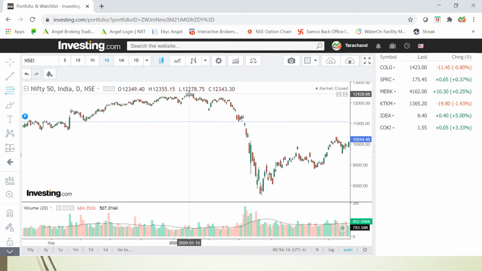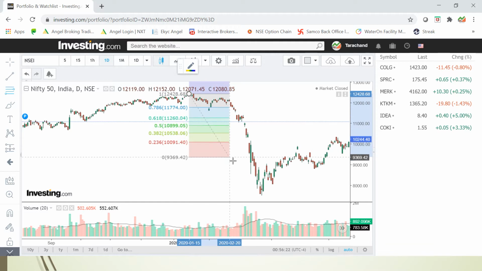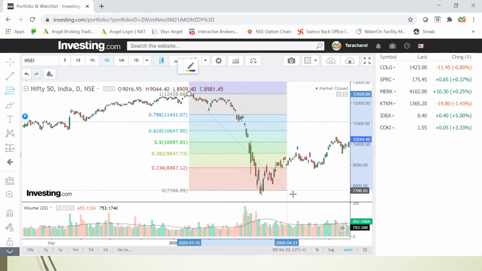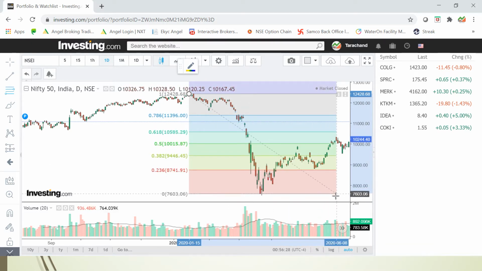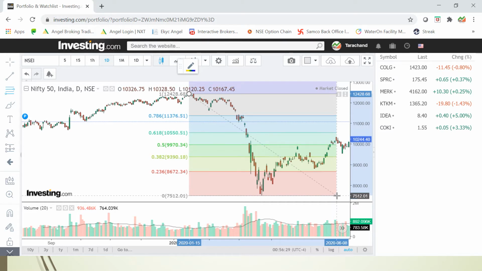So you start at the top, click once and drag, all right, and drag and leave it, and then click once more and then leave it, okay? So now it is showing me the various standard Fibonacci retracement levels, okay?